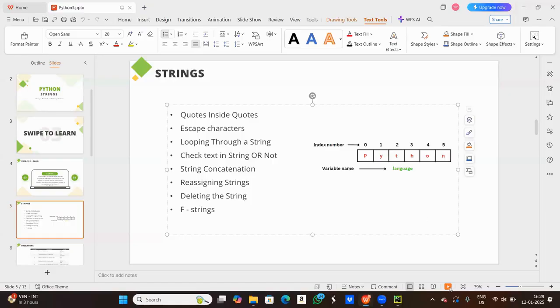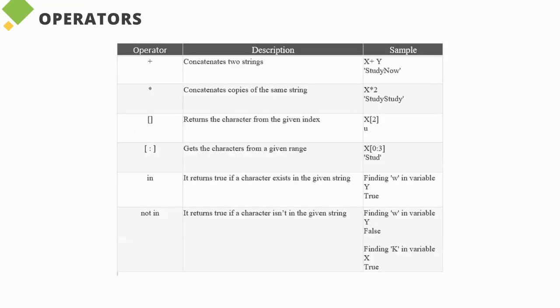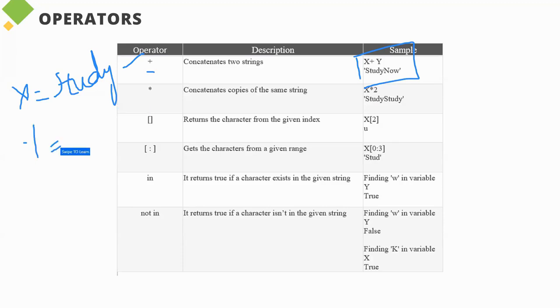Now let's move on to string operators. I told you how concatenation works. These are very basic concepts of using strings because Python is very easy and beginner friendly. Plus is used for concatenating two operands. See, x equals study, y is now, then x plus y results in study now. And here x equals study, y equals now. Star is used for copying the same string. I told you earlier we used Ram star 3. So study is repeated two times.